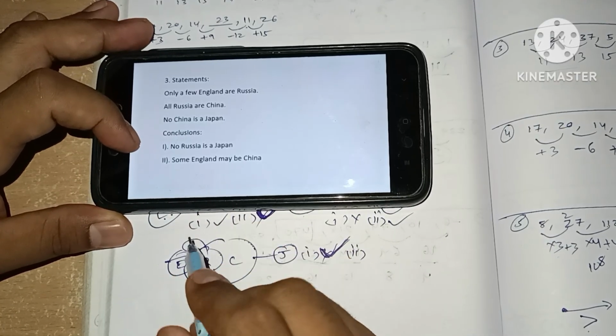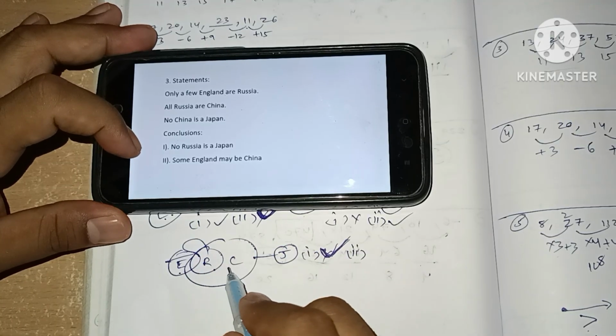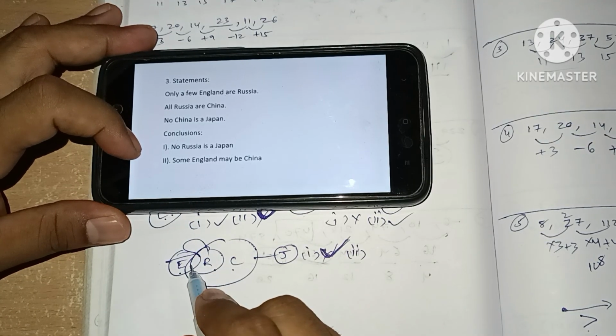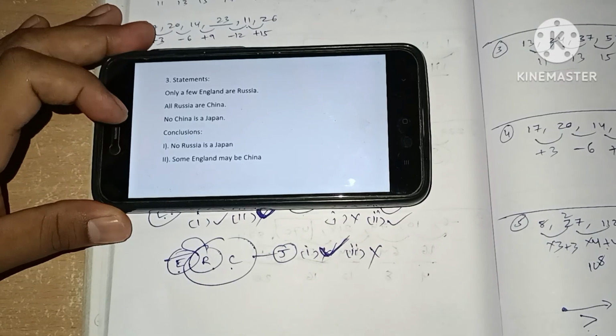Some England may be China. Some part of England may be sharing with China. Yes, it is already sharing, but it is saying maybe. So second conclusion will be false.